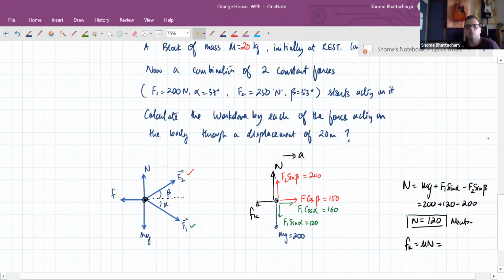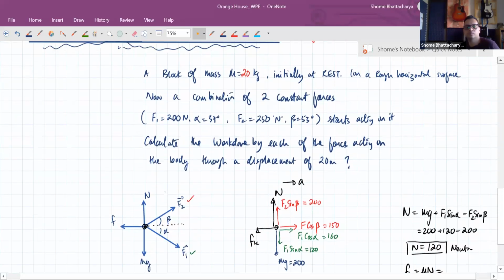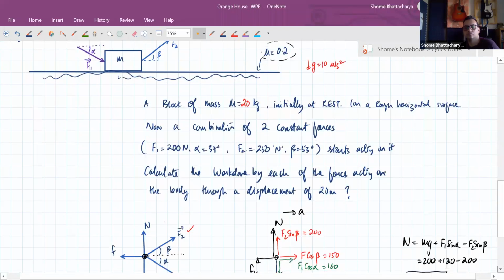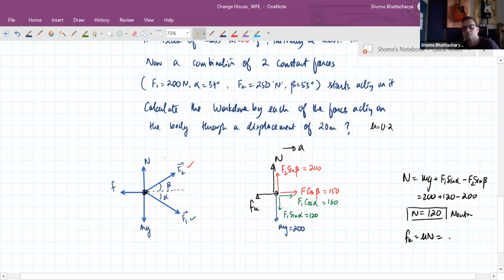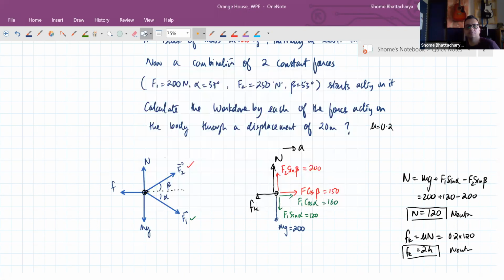So that kinetic friction will be mu N, and that will be equal to how much? Coefficient of friction was 0.2, I think. Yes, 0.2. Okay. So kinetic friction will be 24 newtons. Okay. Now we are looking at a situation where the body is going to displace like this. The displacement vector of the body is going to be in this direction.